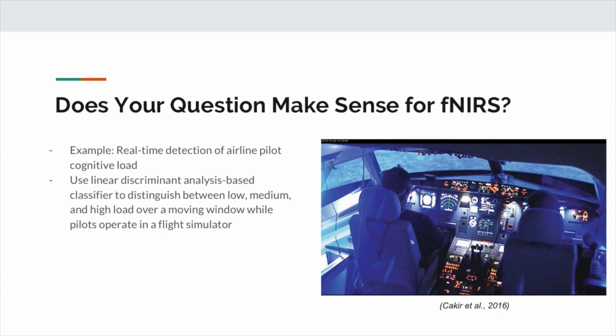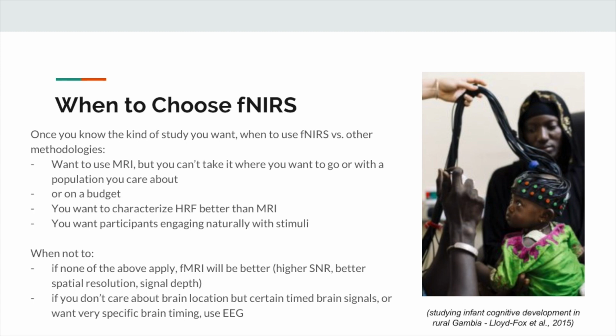So now, knowing more about these families of different study approaches, you want to be able to say, should I use fNIRS for this question or not? When you want to use fNIRS over other methodologies is when, say, you want to use MRI, but you can't take it where you want to go, or you can't use it on a population you care about.